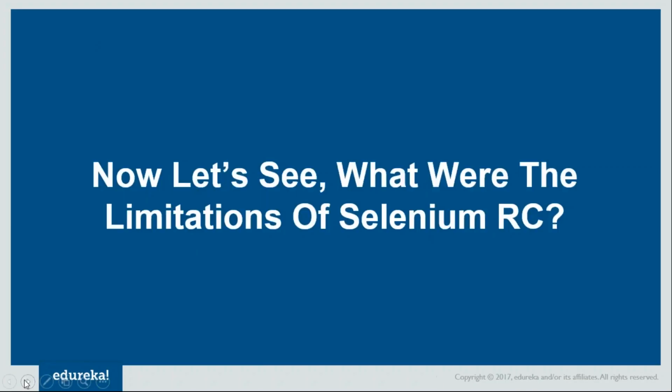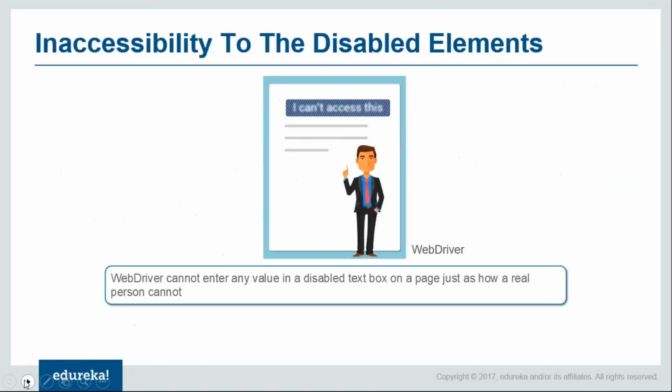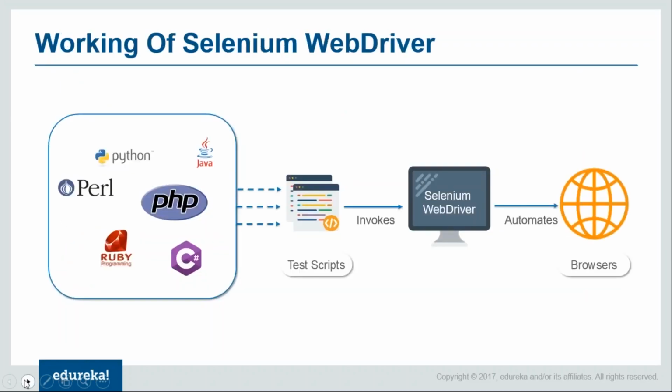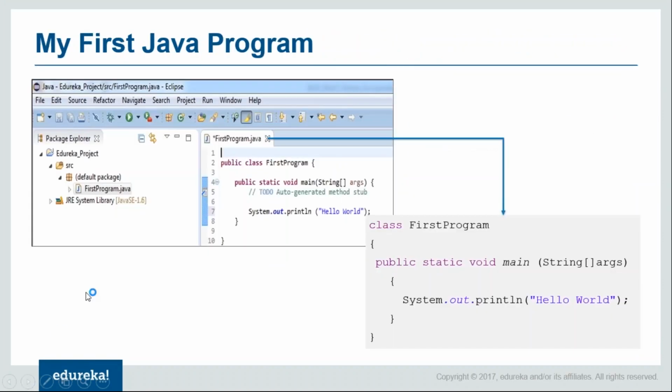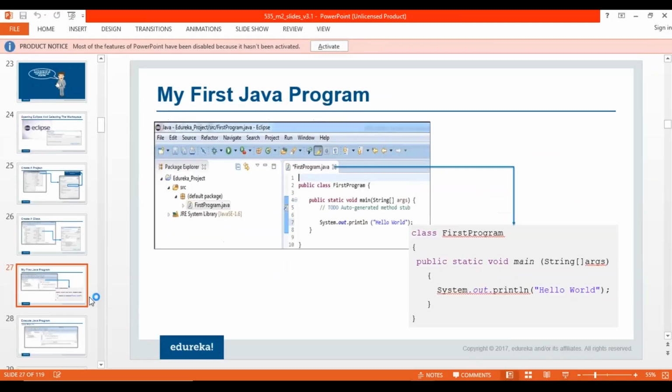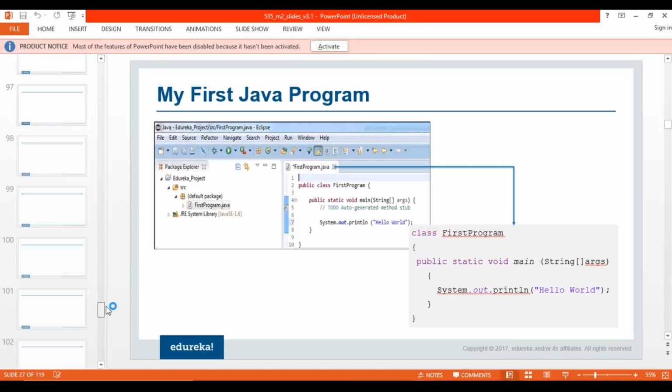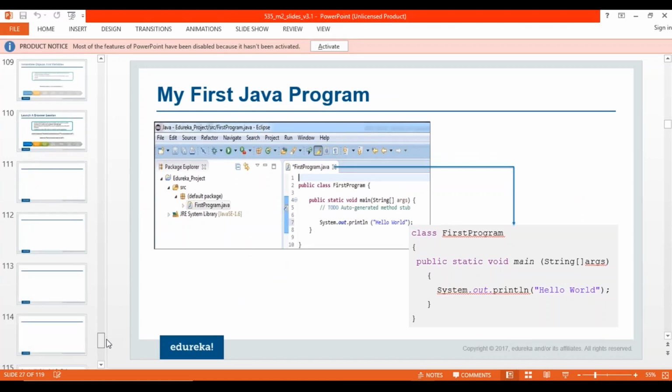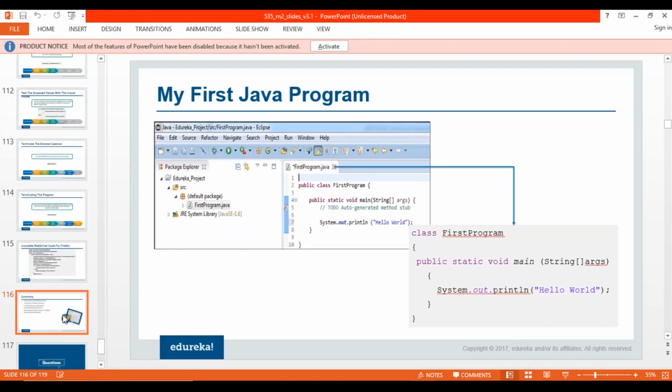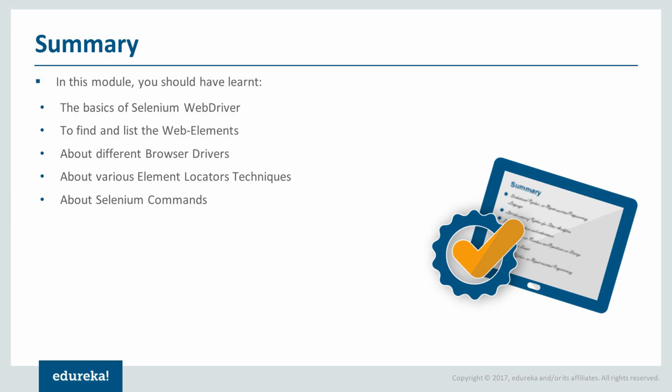So here are the definitions of whatever we have discussed in the last class and also today's class. If you want, you can just go through these slides and understand. If you guys have any doubts, feel free to reach out to us. We are always here to help you. So this is the summary of what we have discussed. We have seen the basics of Selenium WebDriver. We know how to find and list the web elements, and then we saw the different browser drivers and various element locators and Selenium commands.